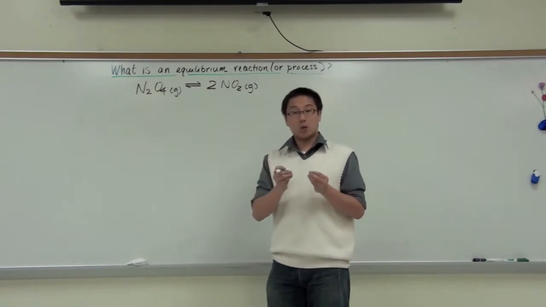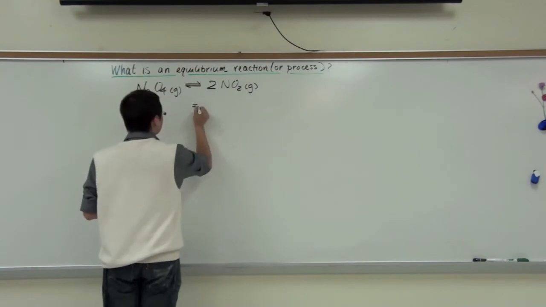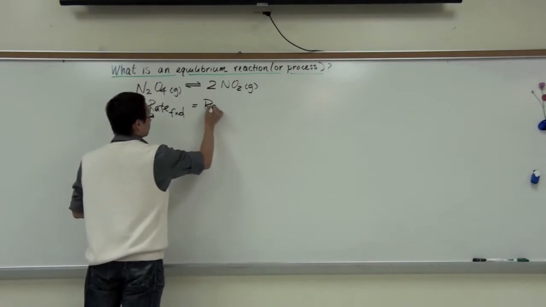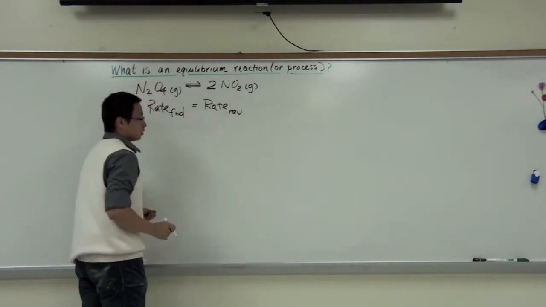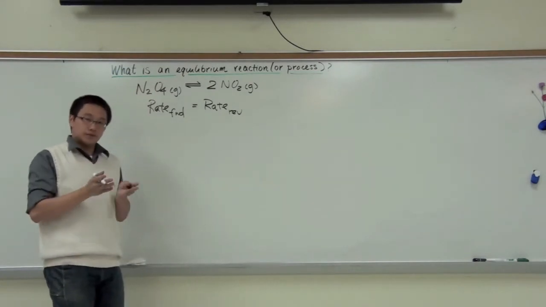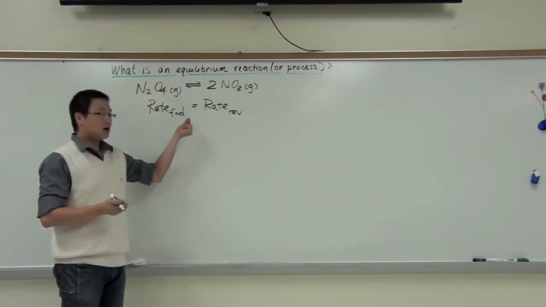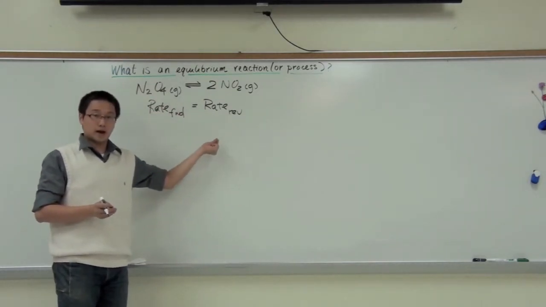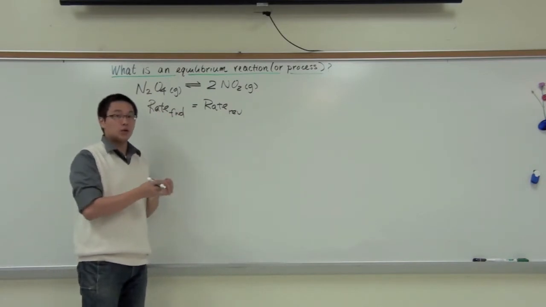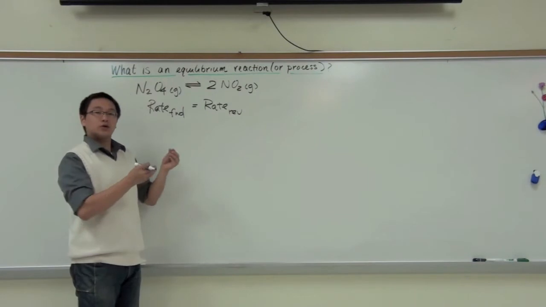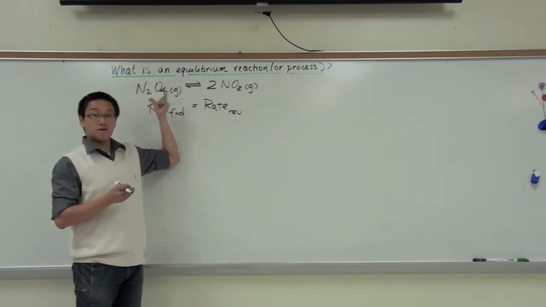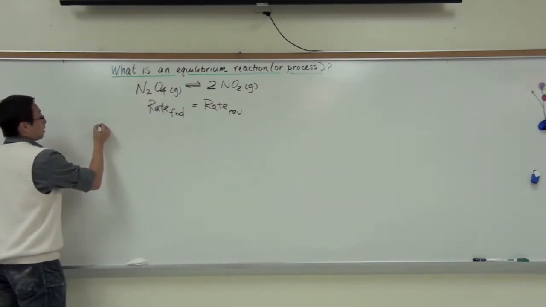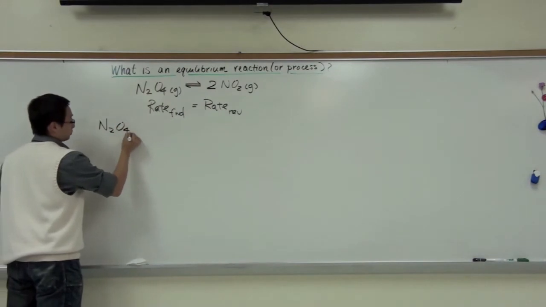So we can first make an equation. So we are going to develop the equilibrium expression based on this concept. The rate of the forward reaction is equal to the rate of the reverse reaction. This is how we say it is an equilibrium expression. So now we are going to take a look at the forward reaction and the reverse reaction separately. So let's write down the forward reaction.